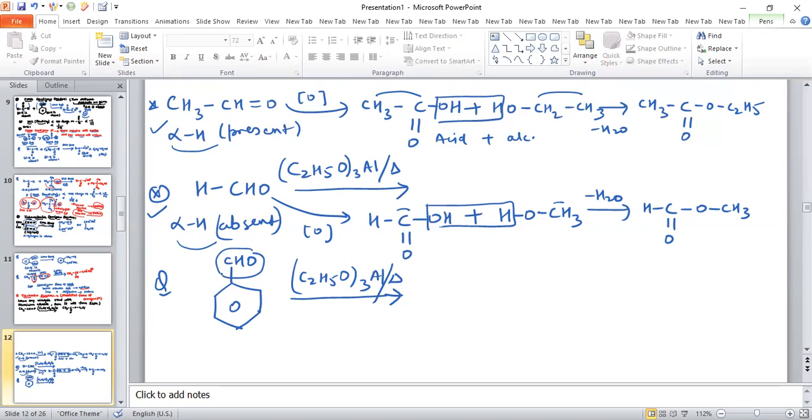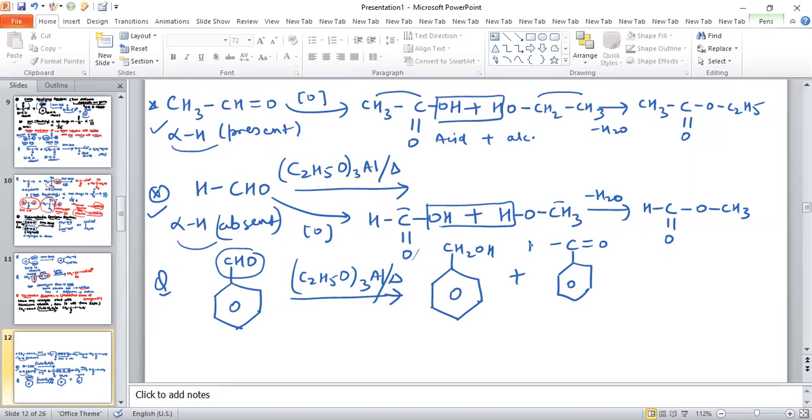The Tischenko reaction is given by both types of compounds, either alpha hydrogen is present or alpha hydrogen is absent. So first the Cannizzaro reaction will take place, and after that, one part will reduce into alcohol, and the other will oxidize into the salt of a carboxylic acid.